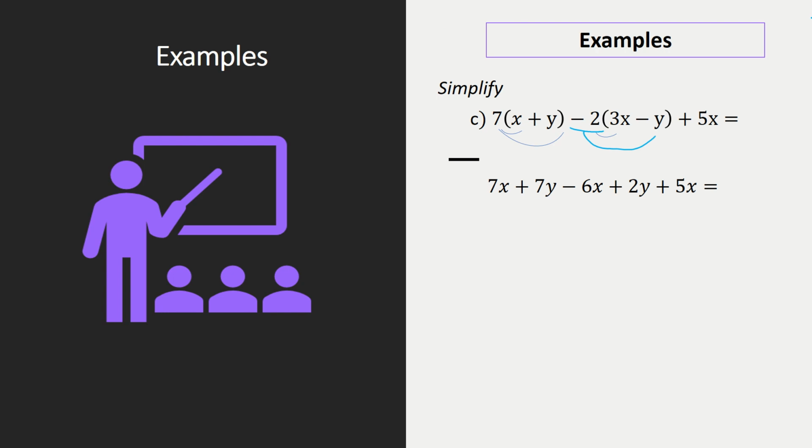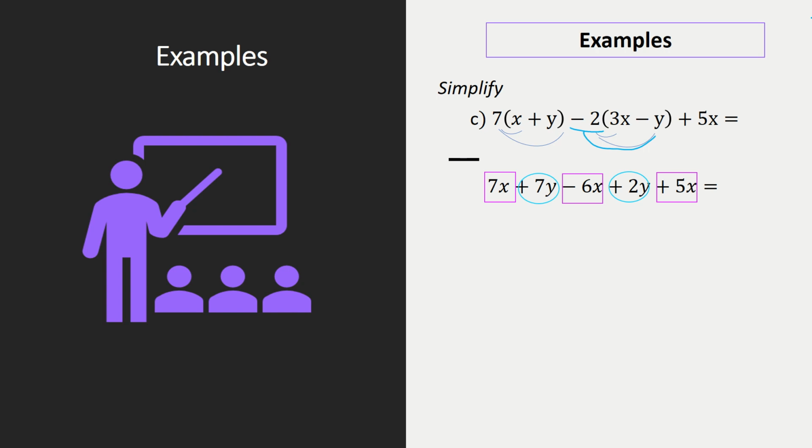Alright, so now we've got a really long expression. How can we do this? Please highlight everything that is the same, so highlight your like terms. So 7x, minus 6x and 5x. And plus 7y and plus 2y, those are like terms as well.